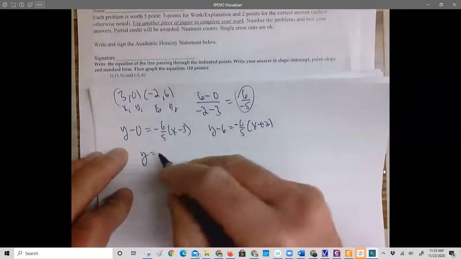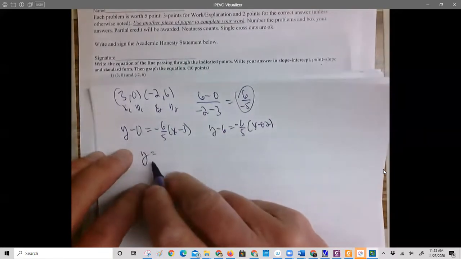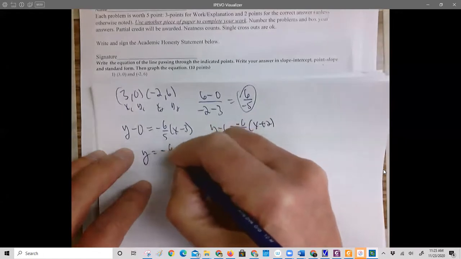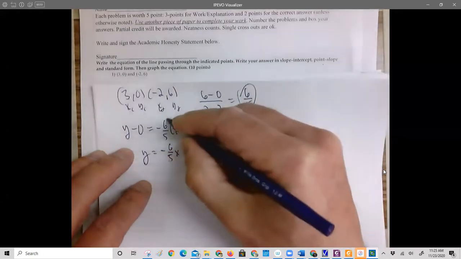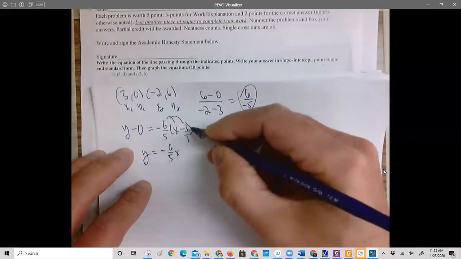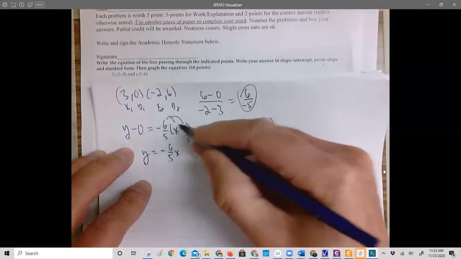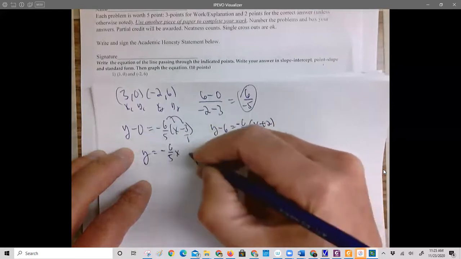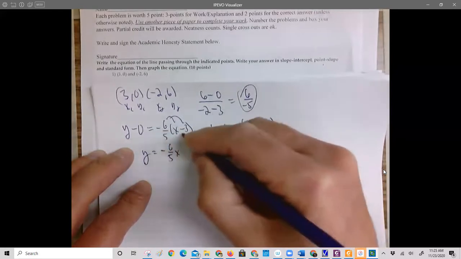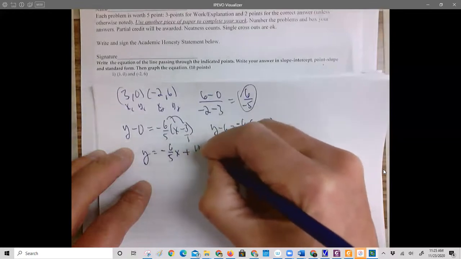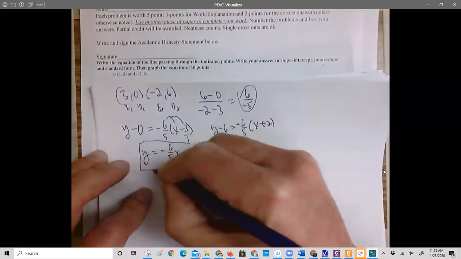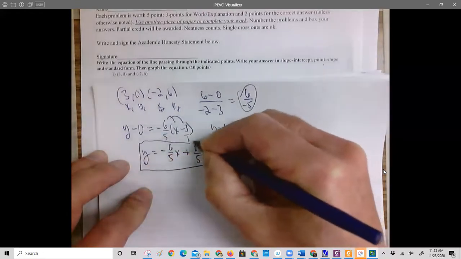If I go this route, y minus 0 is y, as I said, and then we'll just distribute that -6/5 through. Remember, it gets hit in both places, and then this is 3 over 1, so we multiply fractions, numerator times numerator over denominator times denominator, and of course a negative times a negative is a positive, so that's going to give me 18 over 5. So there's point-slope form.